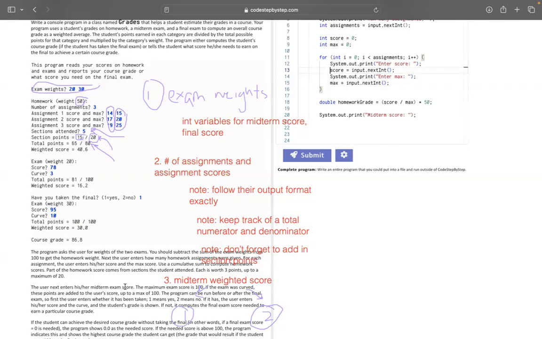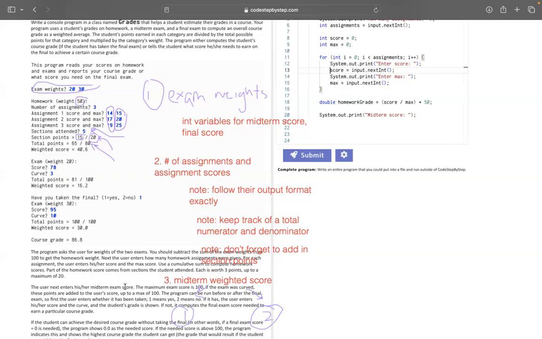Okay, so that being said, overall there's four parts to this question, right? Number one, you have to ask them for their exam weights. That's the easiest one. Number two, you have to ask them for their homework score, which includes assignment scores and section scores. Then number three, you need to add in their midterm score. Number four, their final, which they either could have taken or not taken. And so you need to make sure you ask them, have you taken your final yet?